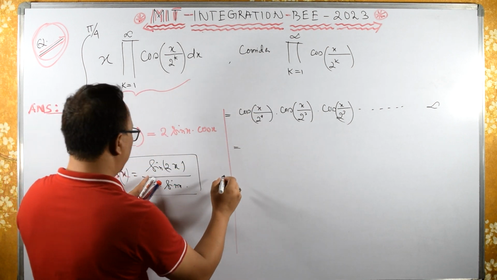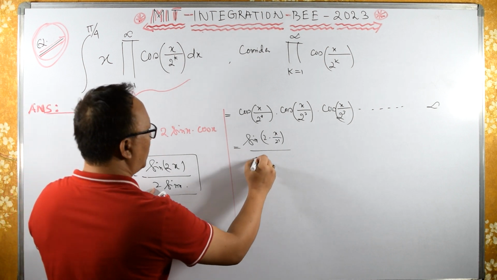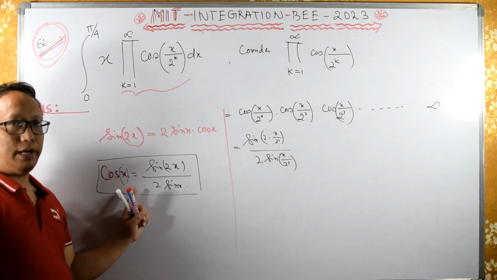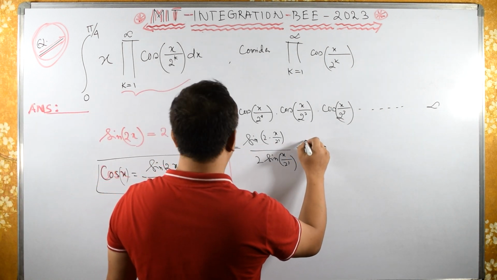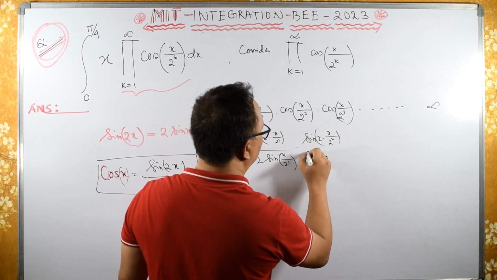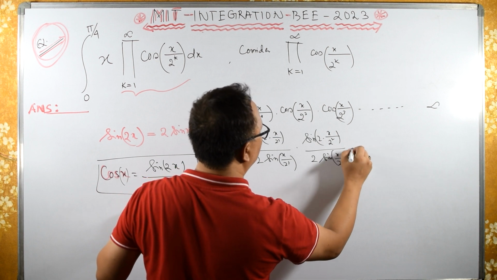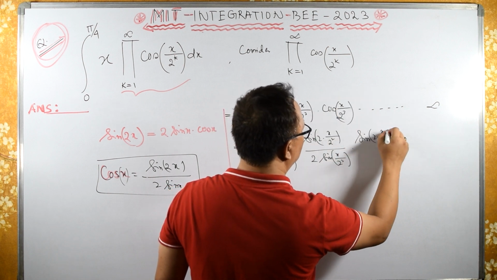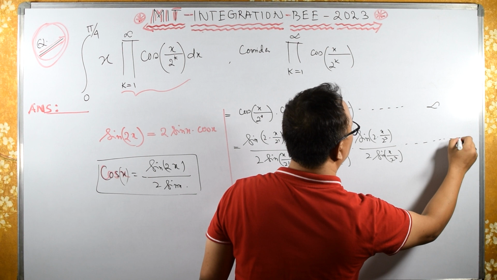So this is the same as sine of 2 into x upon 2 raised to 1, upon 2 sine of x upon 2 raised to 1. What I am doing is just applying this formula for each and every term. Into here I will get sine of 2 into x upon 2 square, upon 2 into sine of x upon 2 square, into sine of 2 into x upon 2 cube, upon 2 sine of x upon 2 cube, and then it goes up to infinity.